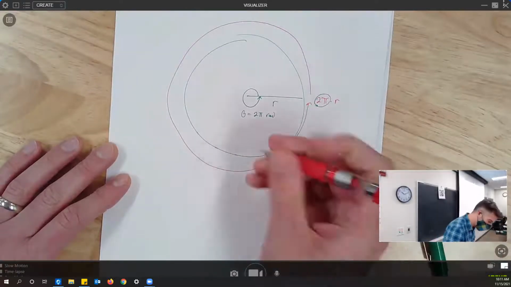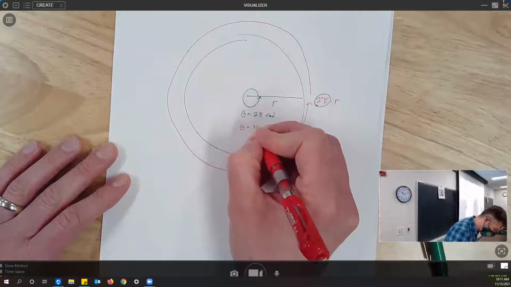Or you could also use degrees. Say that angle is 360 degrees.